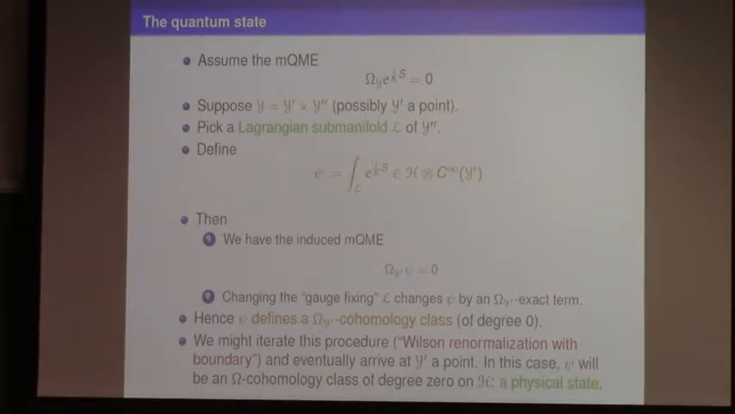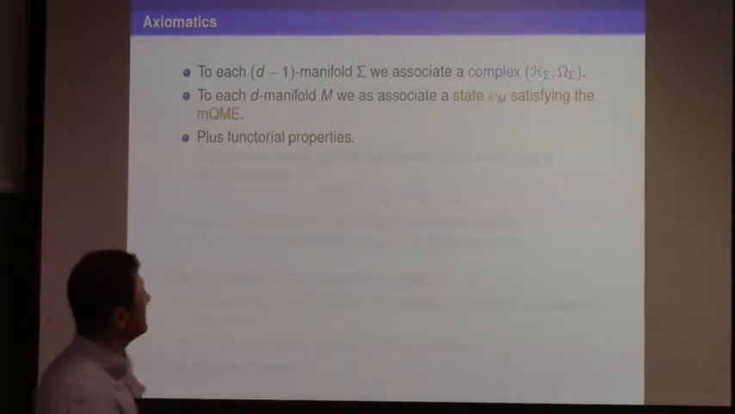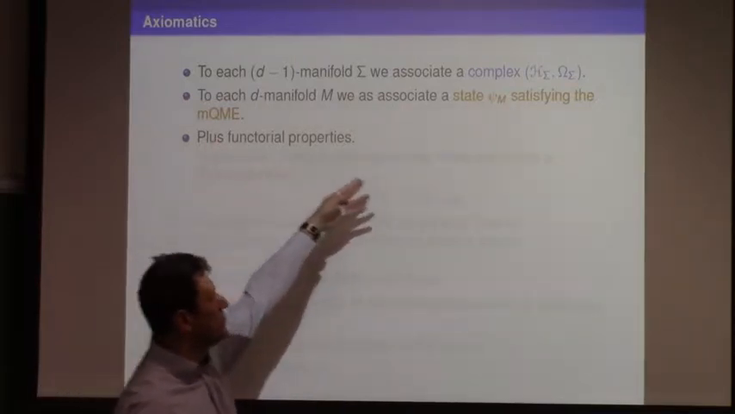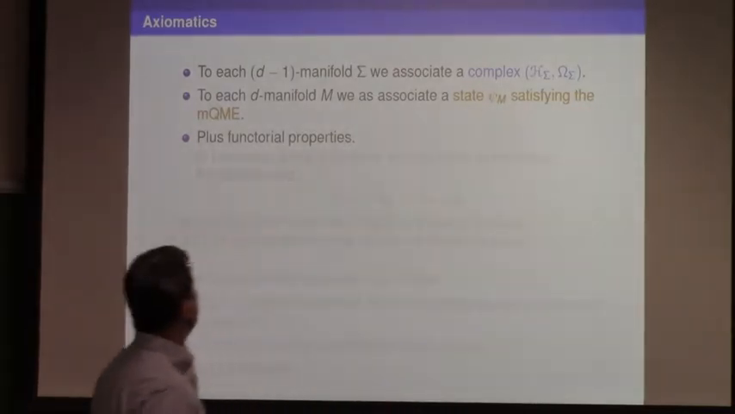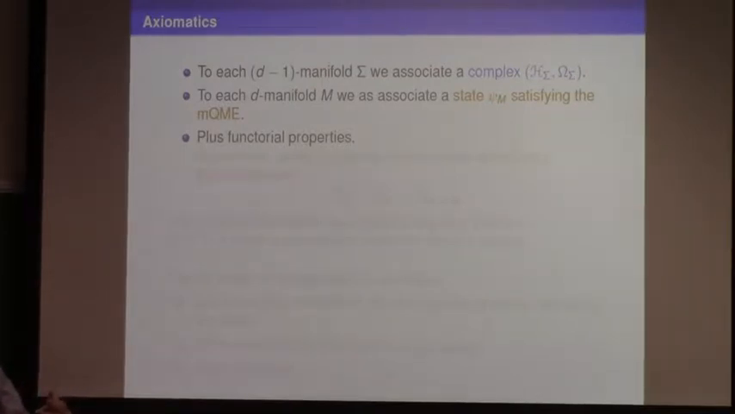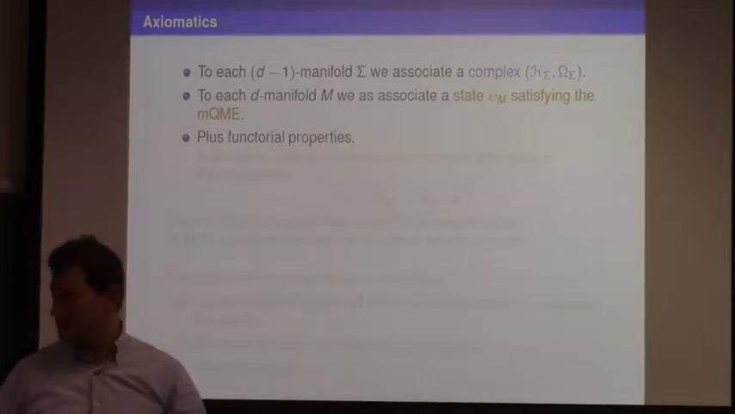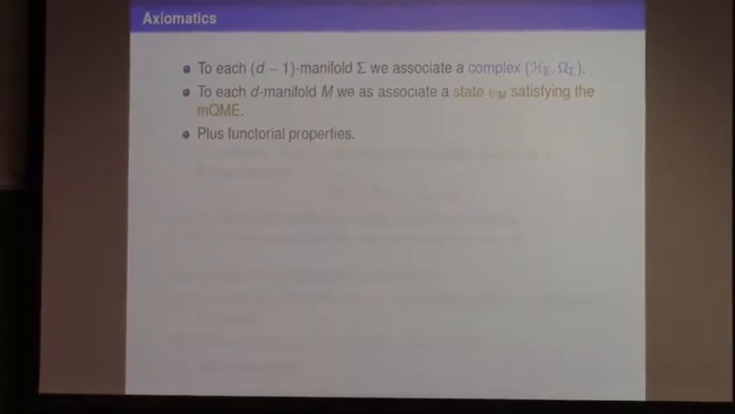Okay, so let me summarize this. Starting from a local D-dimensional theory, we have obtained something that resembles the Atiyah-Segal characterization of the theory. So the data are the following. For a theory in D dimensions, to a D minus 1 dimensional manifold we associate a complex vector space and a boundary operator. And to each D manifold we associate a state that is a vector in this space, satisfying the modified quantum master equation. So the modified quantum master equation is the equation omega.